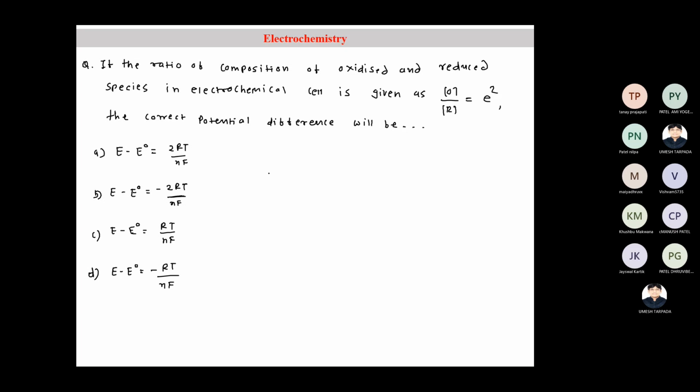Now we check it. So the equation becomes E is equal to E standard minus RT upon nF ln of the concentration of the anodic species upon the cathodic, or oxidation upon reduction. This is your Nernst equation. Now you can put in the value. You are given that the oxidized to reduced species concentration is e to the power 2.